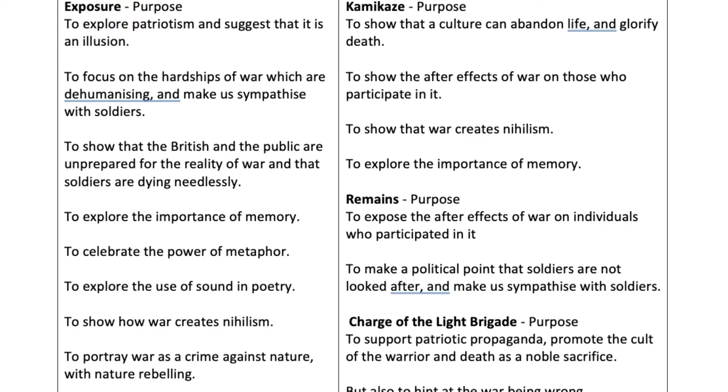The key thing is to understand the poet's purpose. Let's get started. Okay, this is a case in point. We're going to look at Exposure. This is written before 1918, and look at the number of purposes.